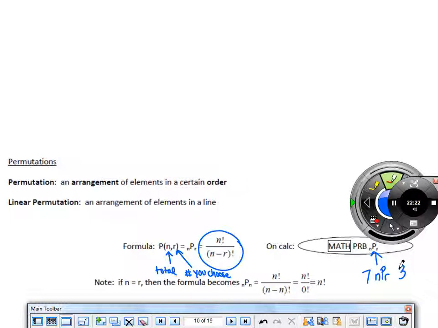Minchao? Permutation. Okay? Is this okay with everybody?